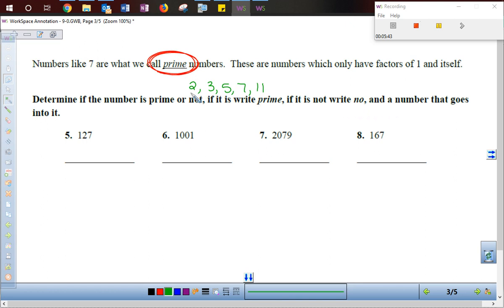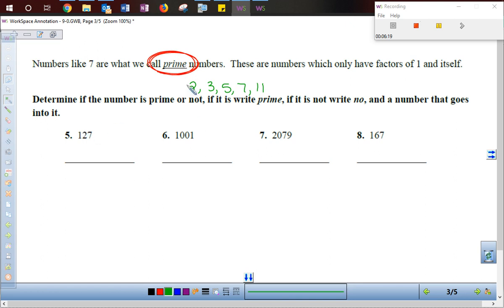Now to do this, we're going to be dealing with this list of the first 5 prime numbers that we just talked about. And we're going to see if these numbers can go into these numbers. And if not, then it's a prime number. The only factors are 1 and itself. If it can, then that means it's not prime. So let's try it. On number 5, we're going to take 127, and we're going to go through my list of prime numbers here and see if any of these can go into 127.